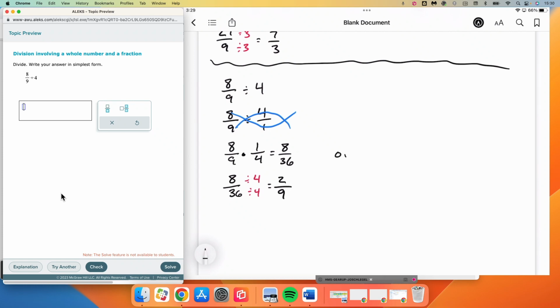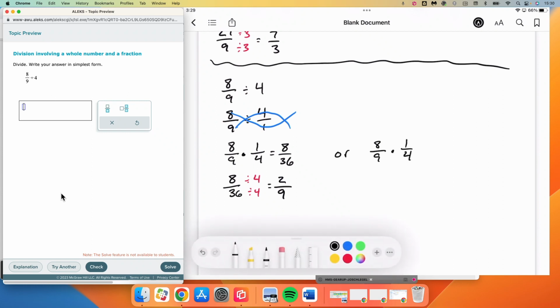Similarly, if we wanted to do cross canceling, we would have to notice that 8 and 4 are both divisible by 4. 4 goes into 8 twice and into itself once. We end up with 2 times 1 is 2. 9 times 1 is 9.